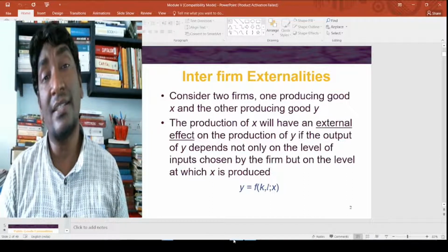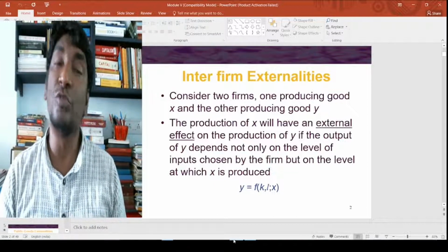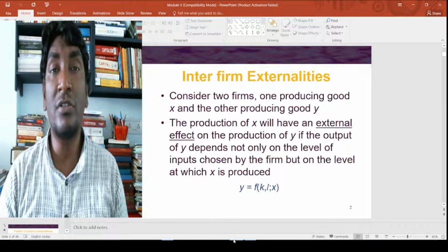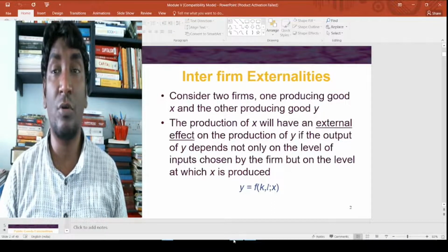Now, does it have any influence on real-world economic understanding? Of course, it does have influence because there are so many things involved in that. So let us look at them one by one.